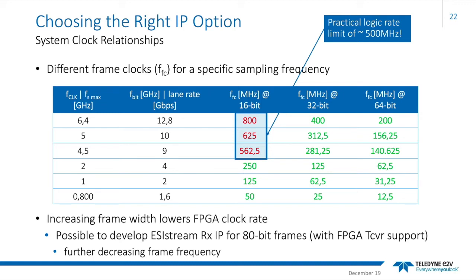This then becomes a fundamental limit of system performance, forcing developers who want to use and sample at greater than 4.5 gig to select a minimum 32-bit wide frame in this case. I should highlight it's perfectly possible to develop ESIstream IP to support even wider data frames such as 80 bits, further lowering the frame frequency. However, that is predicated on the ability of the FPGA transceiver to support the frame rate.